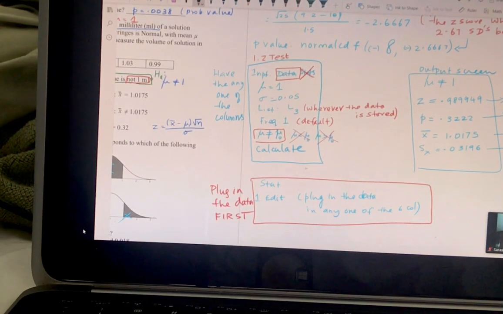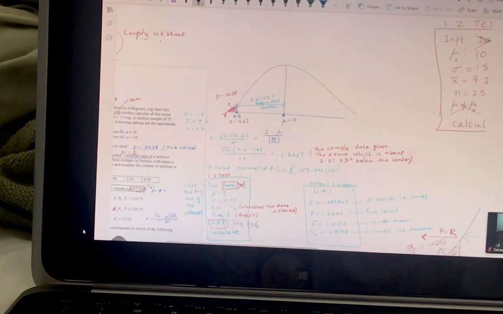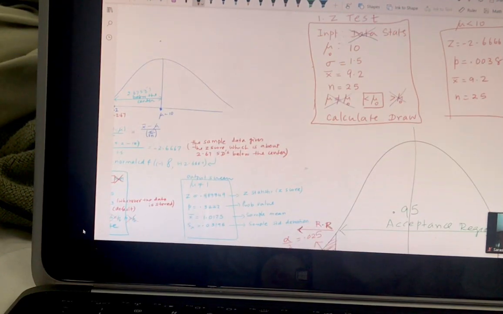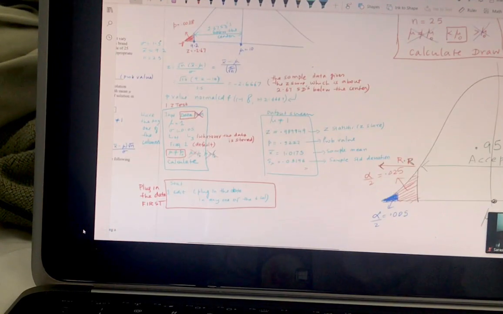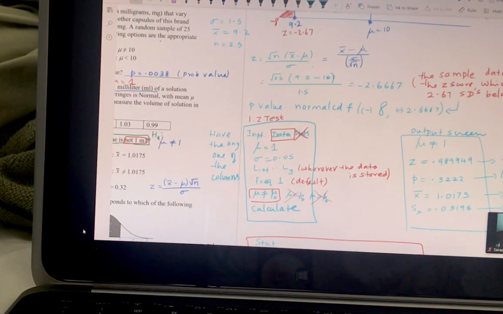In the previous problem, I ignored the data. I used Stats because my X bar was given, the sample size N was given, every single piece of information was given directly in my problem. So I ignored the data option. But in this problem, since the data is given, I'm going to choose Data, ignoring Stats. So check, plug it in. Mu is equal to 1 and standard deviation is 0.05.